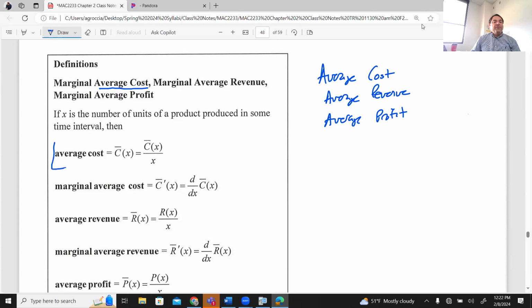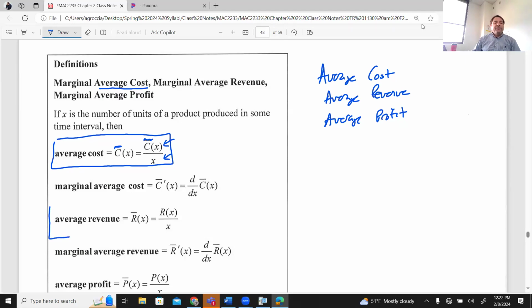If you want to do average cost, the symbol for average cost is a bar over the C. If any of you had statistics, x bar is mean. C bar is average cost. You take cost divided by x. That's it. There's no derivative. There's nothing special. When you find an average, it's total divided by how many?